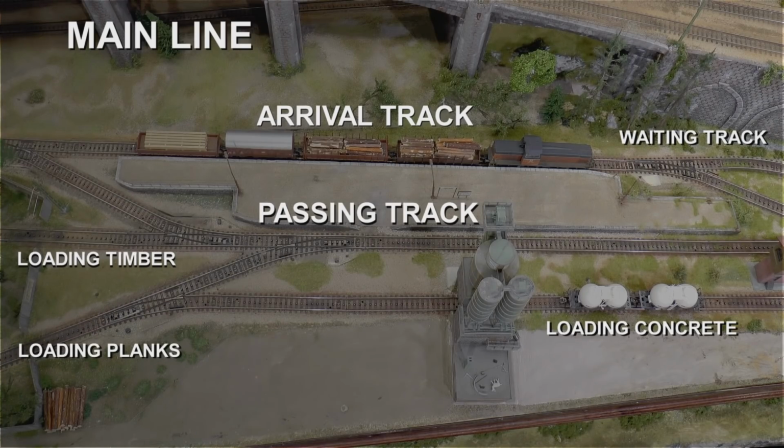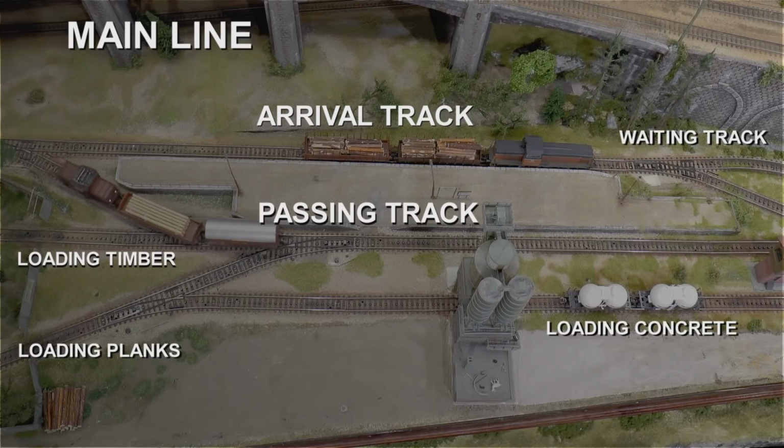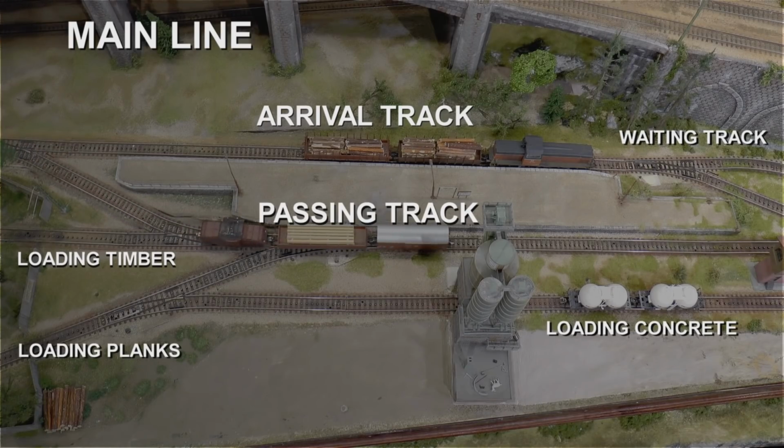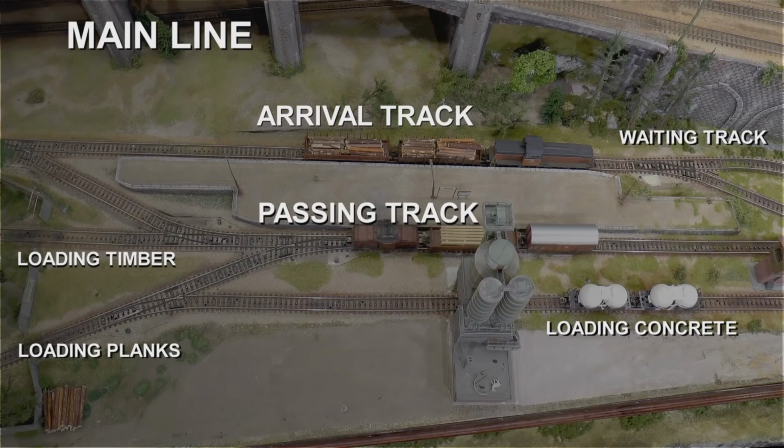To the left there is a sawmill. It has 2 loading tracks, one for receiving timber and one for outgoing planks. Down to the right there is a concrete mixing plant. It receives sand and chalk and delivers concrete.